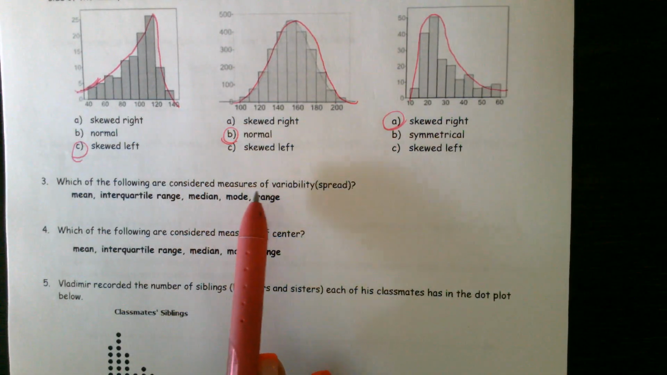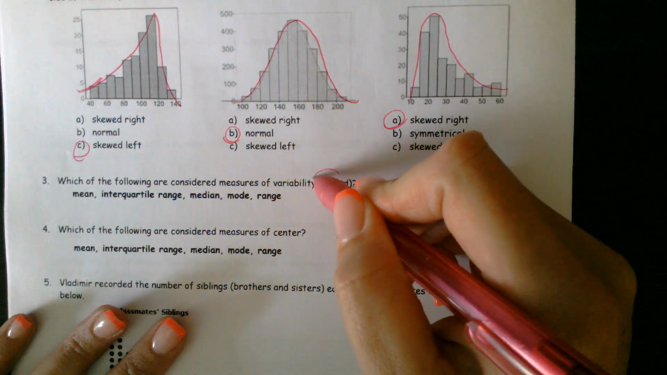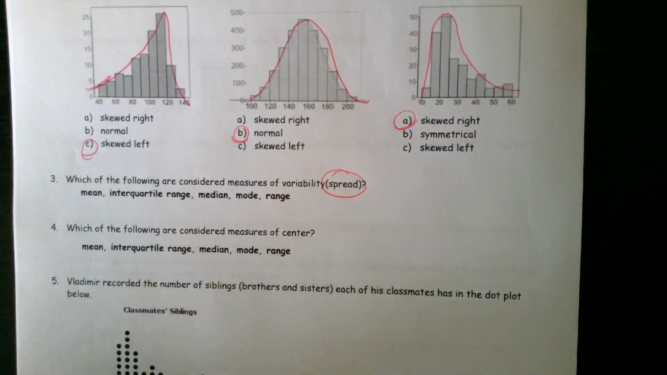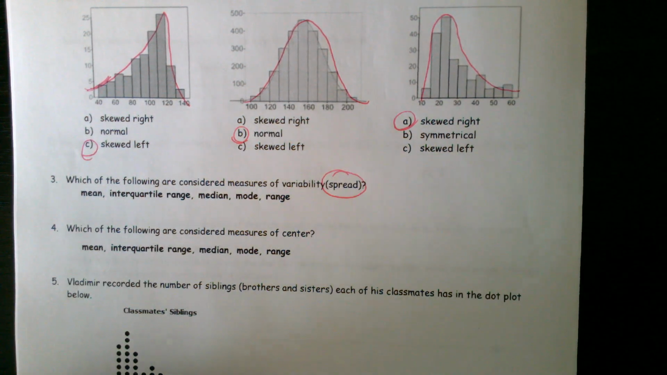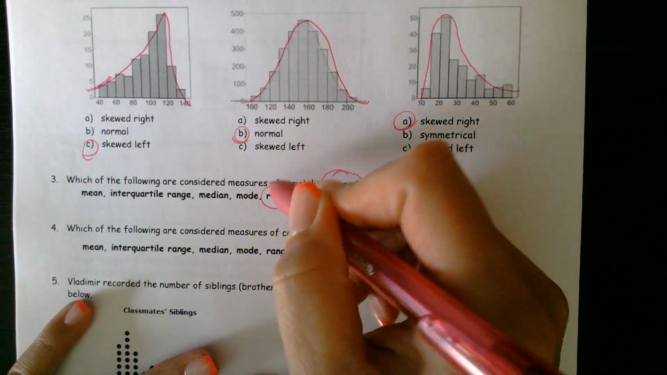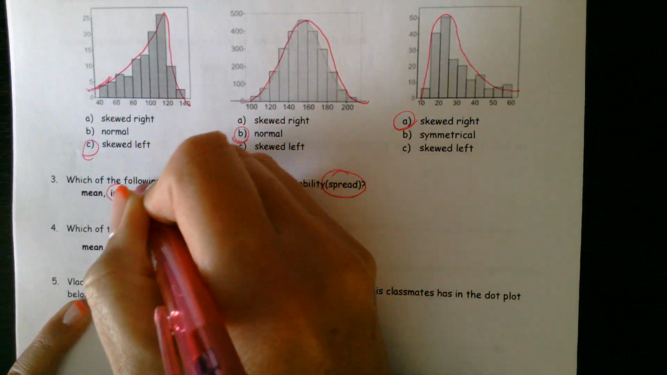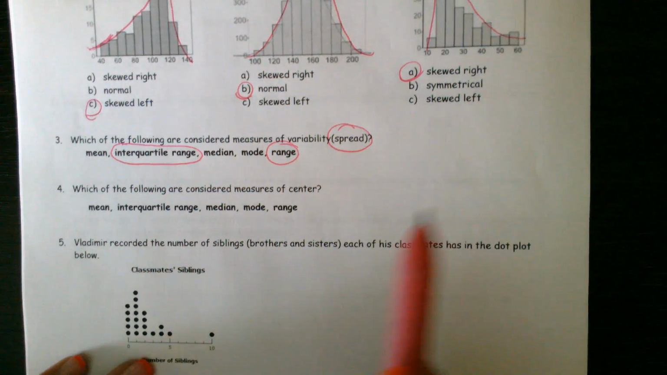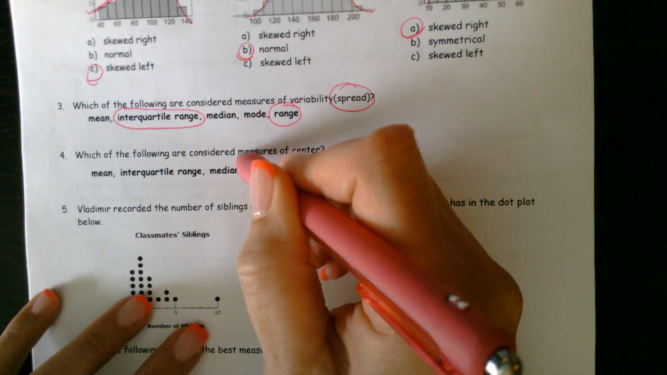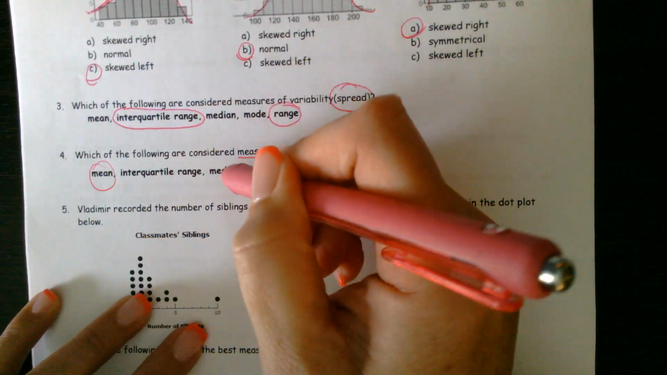Which of the following are considered measures of variability? Which ones do we use to talk about the spread of the data? Mean, median, and mode are used to measure the center of the data. So range and interquartile range is how we measure the spread of the data. Number 4, which of the following are considered measures of center? Mean, median, mode, measures of center. They talk about the middle of the data.